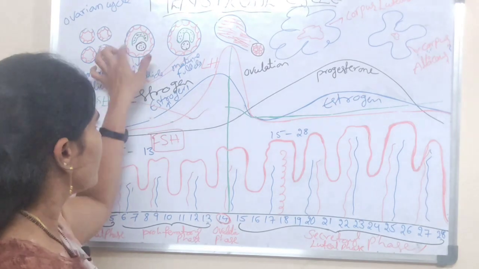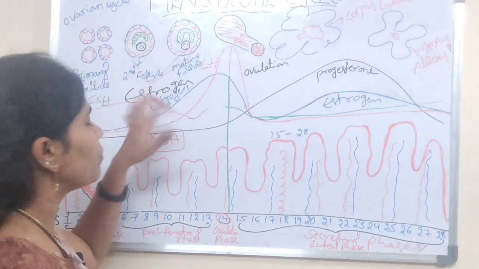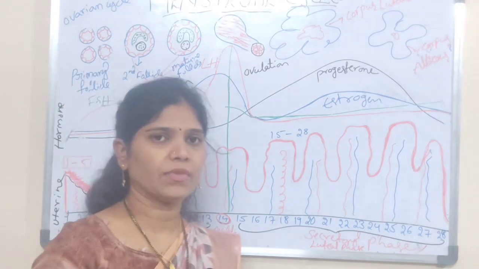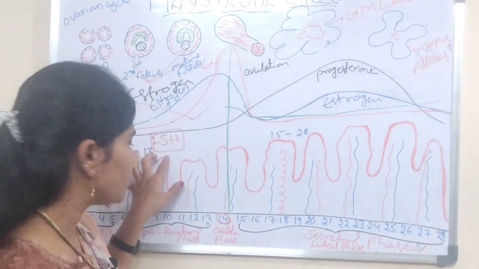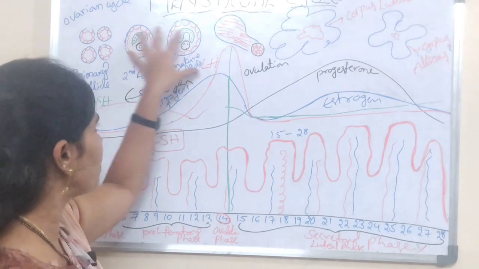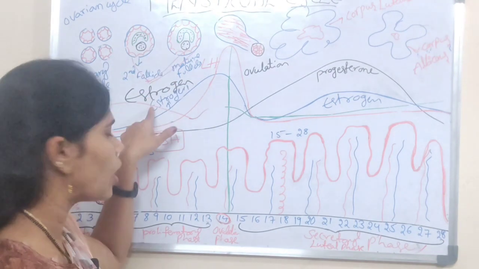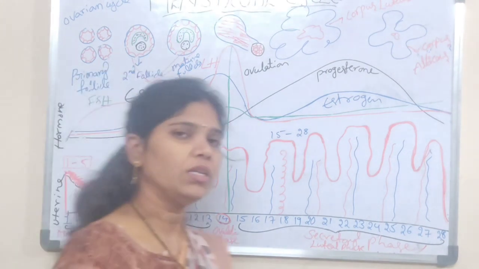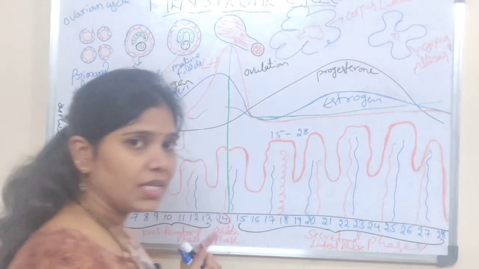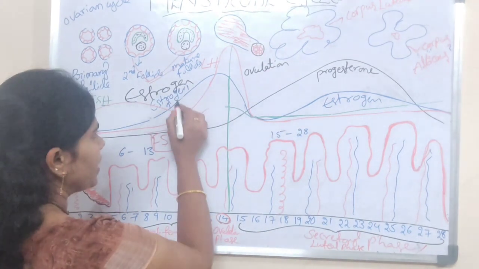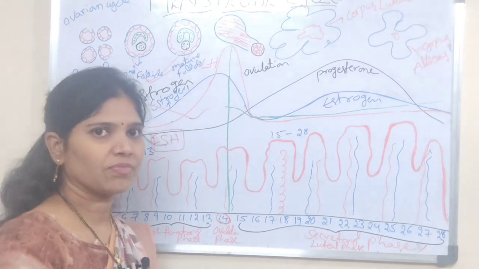From the Graafian follicles, one more hormone is also released. That hormone is called estrogen. From the anterior pituitary there is release of FSH, and from the developed Graafian follicles one more hormone is released, that is called estrogen. Here a small change you have to remember. This released estrogen gives negative feedback to the brain.